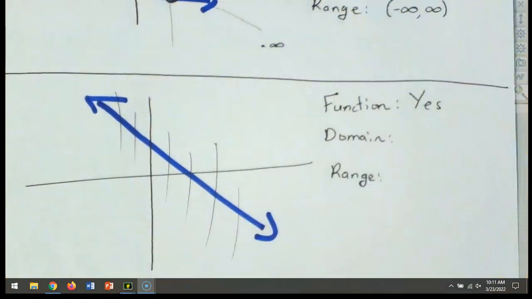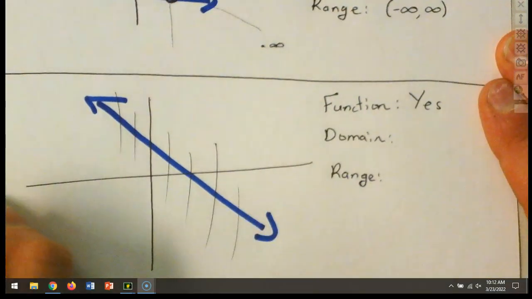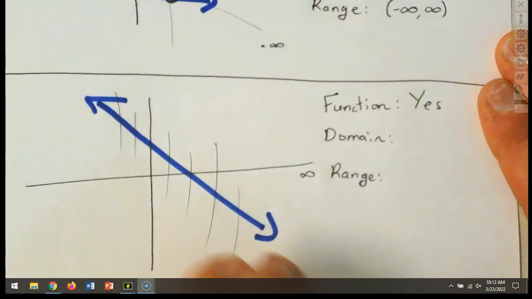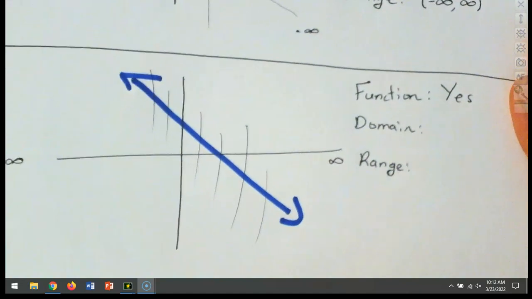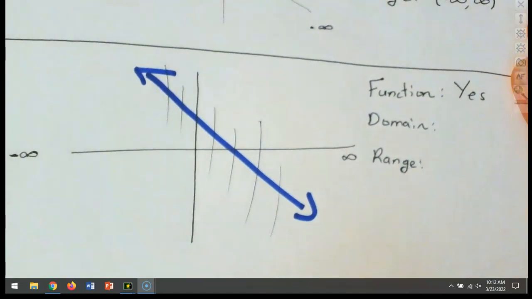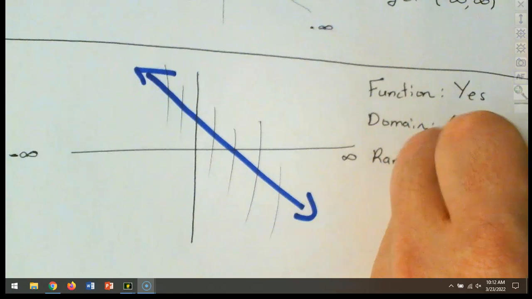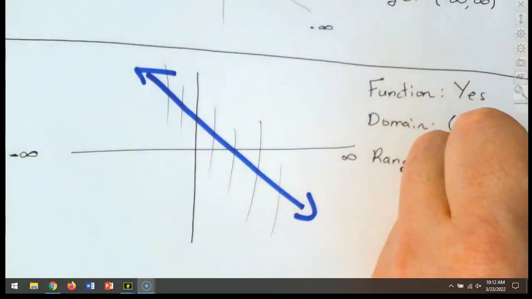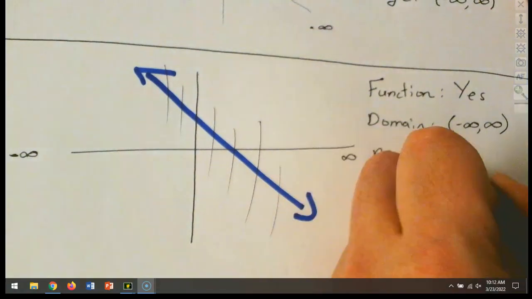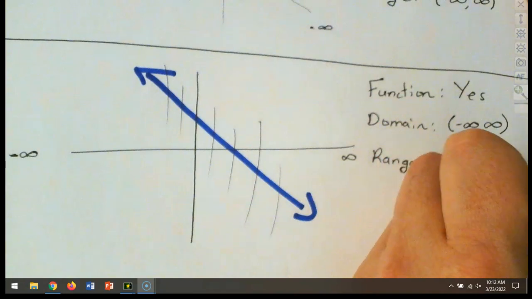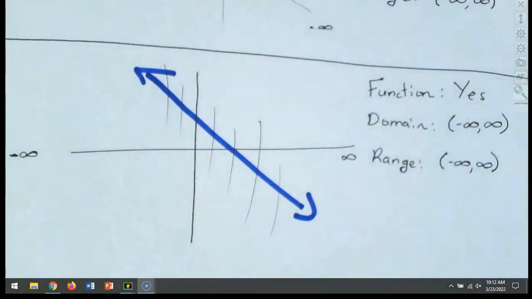And what about the domain? Okay, domain is values of x. What does it do? It goes up and to the left, down and to the right. So it gets positive and it gets negative infinity. So your domain, since it goes to the left and to the right, would be negative to positive infinity. What about the range? Range is going to be the same deal. The range is going to be negative to positive infinity.